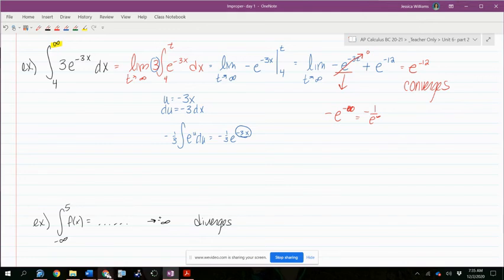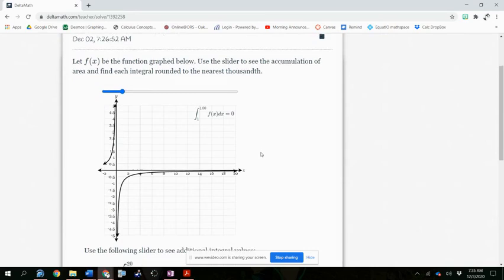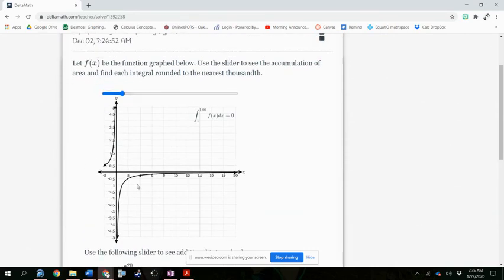I want to show you what your deltas look like because I gave you some that you're going to do just like I did in OneNote just now, algebraically. But some of them I gave you graphical because I want you to see it. So here you go. You've got f of x as this function graphed here. We're going to use the slider to see accumulation of area and find each integral rounded to the nearest thousandth. That's 3 decimal places. So if I move the slider, you can see the area down below accumulating. And you can see your value here. Oh, good. Makes sense that it's negative because it's below the axis.